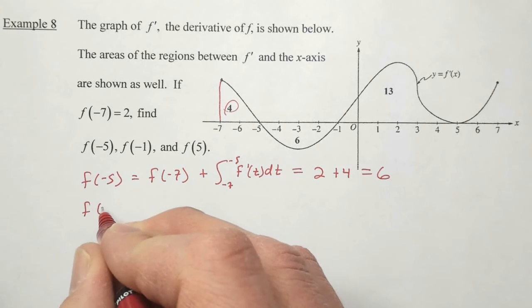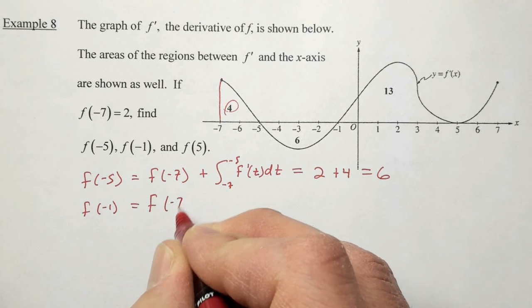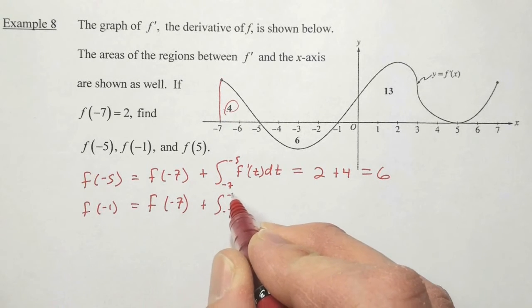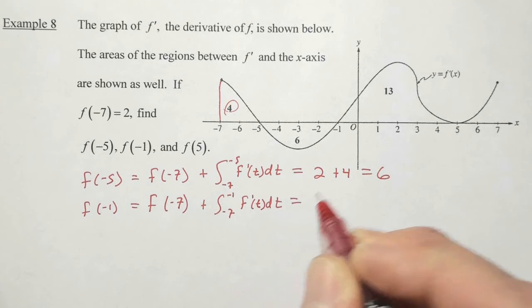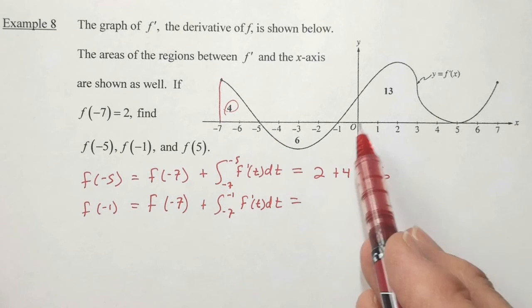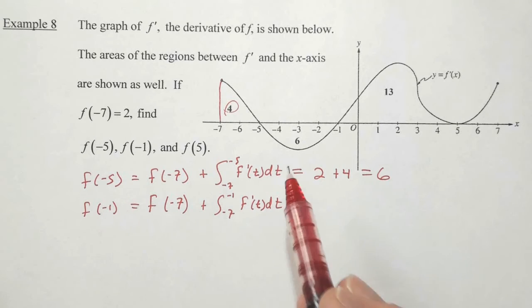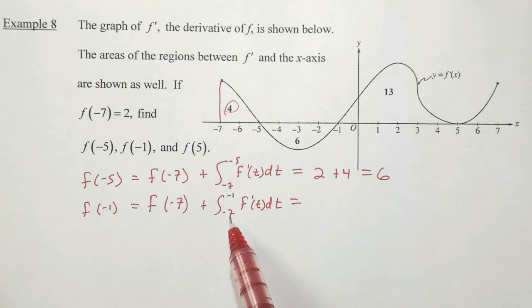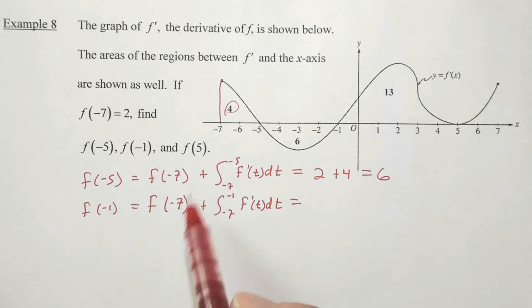To find f of negative 1, that's going to be f of negative 7 plus the integral from negative 7 to negative 1 of f prime of t dt. It's the exact same thing as above, except instead of stopping at negative 5, we're going to go all the way to negative 1. So negative 1 replaces negative 5 in the upper bound. Notice that the lower bound is still the same, because that is our initial condition, or where the initial condition takes place.